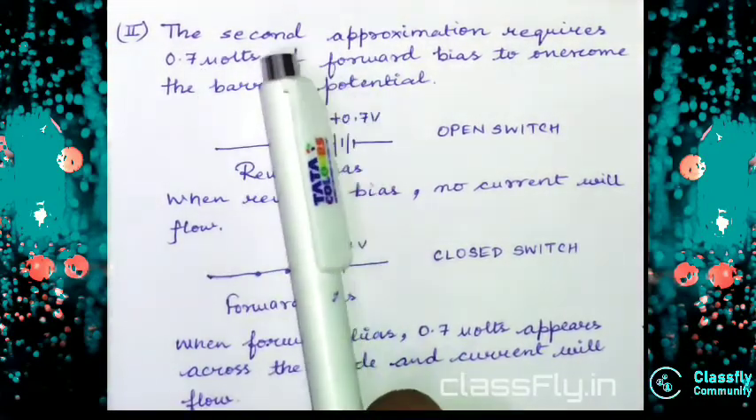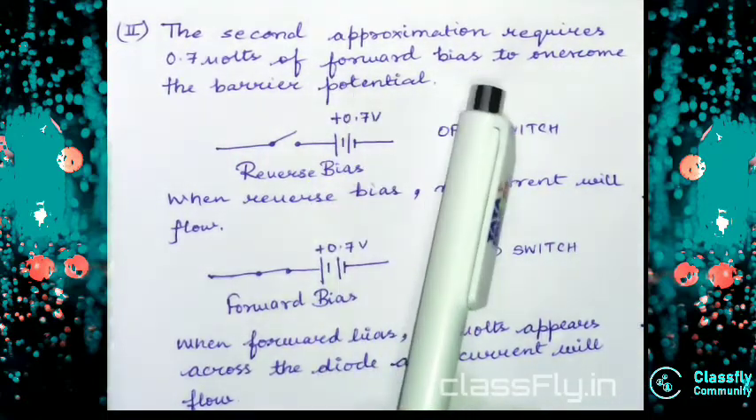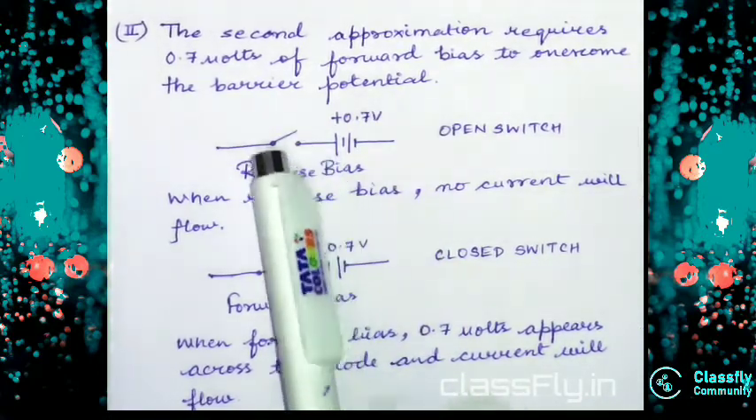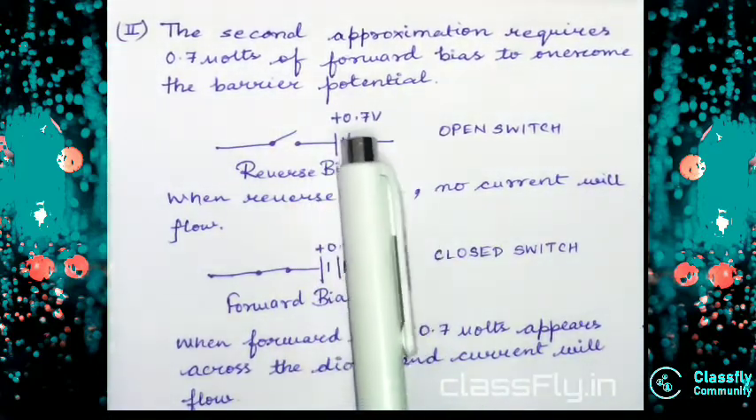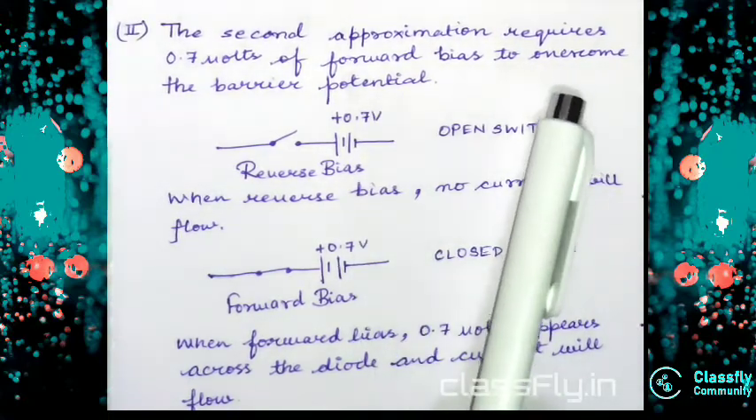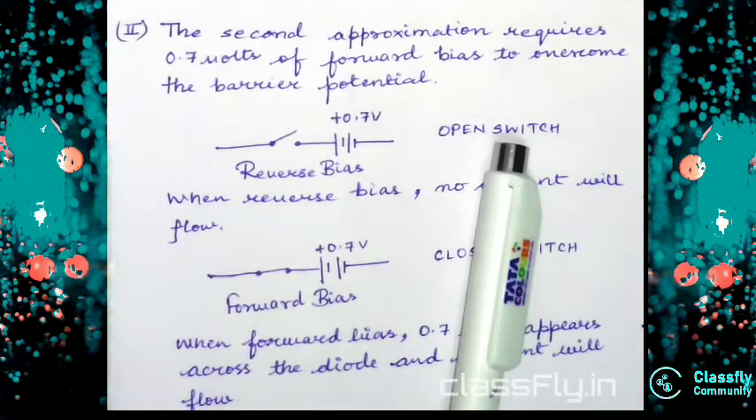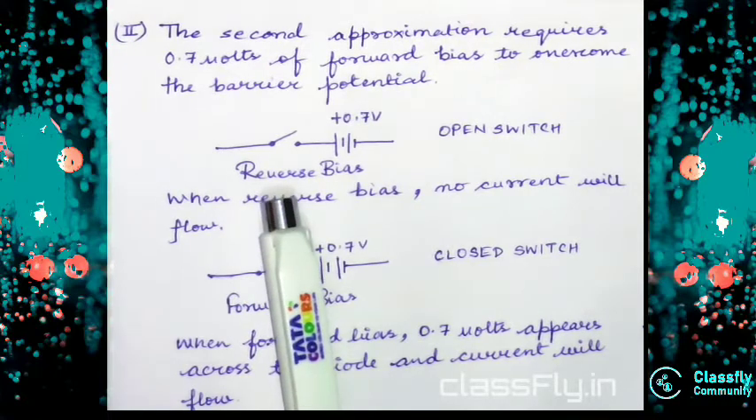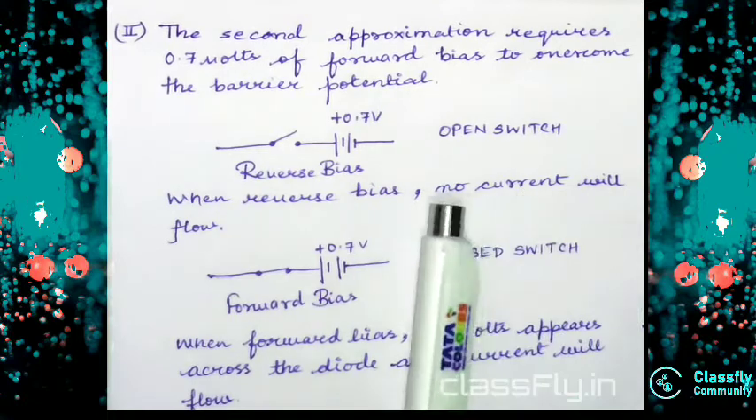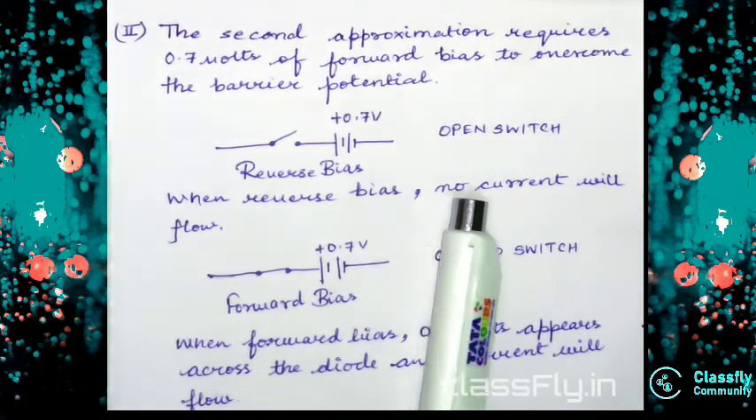The second approximation requires 0.7 volts of forward bias to overcome the barrier potential. I told you whenever you see a switch with a battery, it will have 0.7 volts, because it should just overcome the barrier potential. Whenever it is an open switch, it is reverse biased, and reverse bias means no current will flow. That is, it will have infinite resistance, and the current will always be zero.